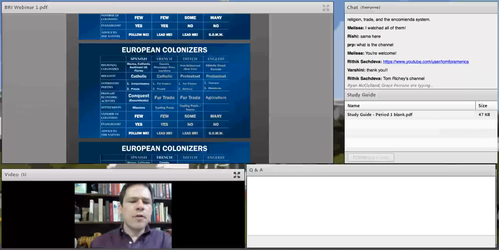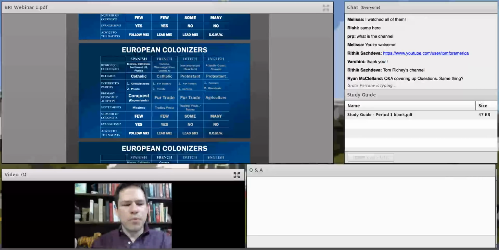We want to know that the Spanish were Catholic, that the Spanish attracted conquistadors and priests, and their settlements were missions. Now, they sent few colonists, okay? They sent few colonists. And they're engaging in evangelism.